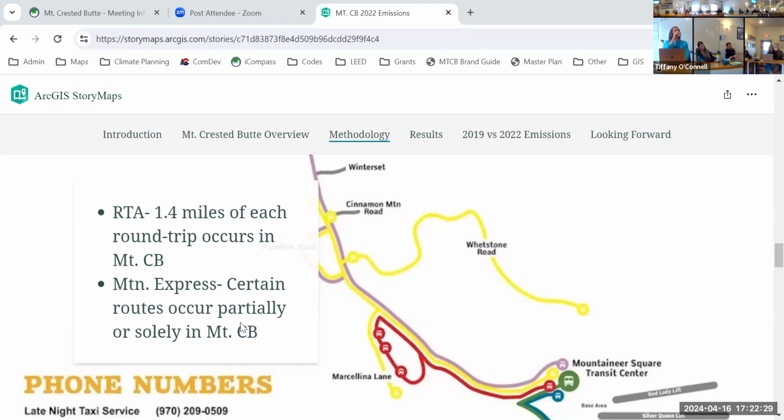And for the Mountain Express, there are certain routes that occur either partially or only in Mount Crested Butte, as you can see on the map here. They gave us their vehicle miles traveled divided into each of their different routes. So we were able to pick out the routes that operated only in Mount Crested Butte, or what proportion of those other routes were operating in the town.